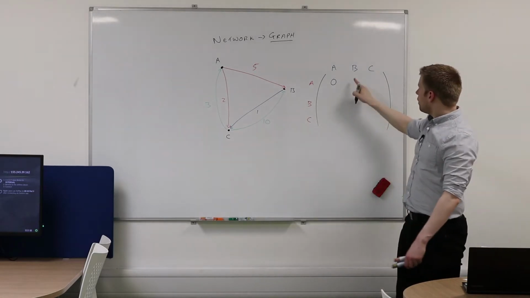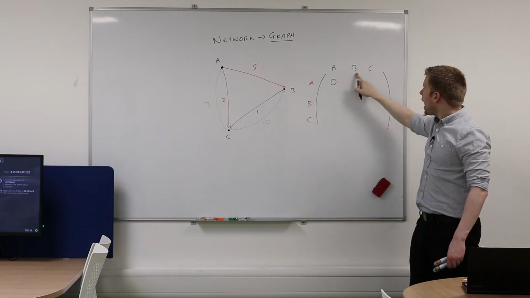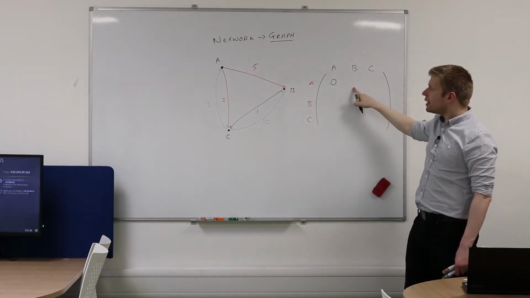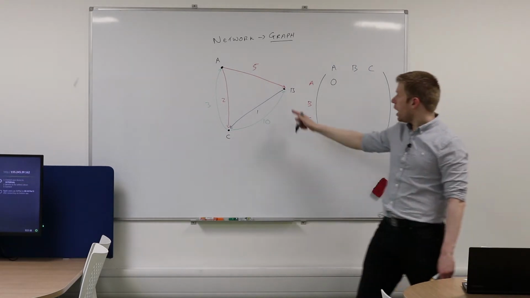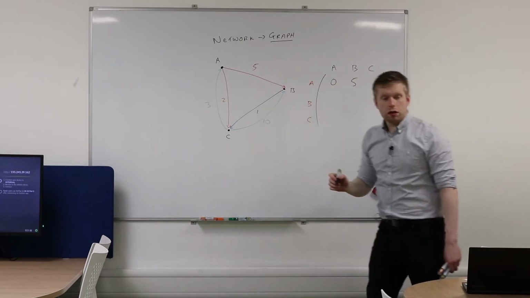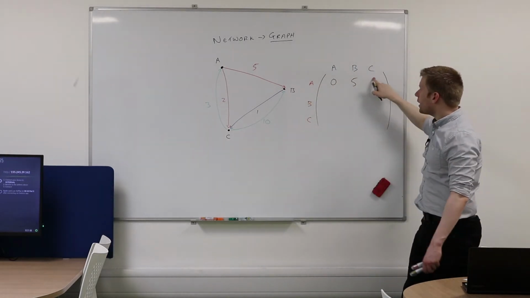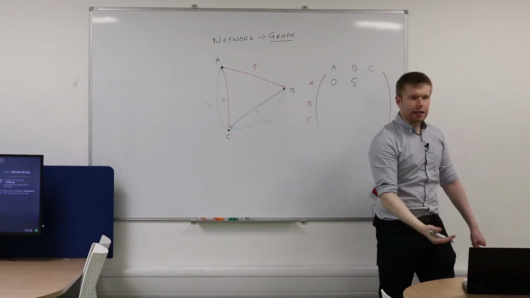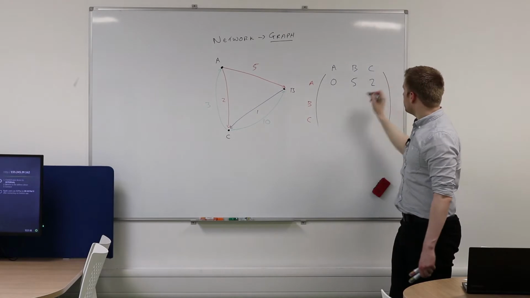Okay. This element here would represent a link starting at A and going to B. Well, are there any links which start at A and go to B? Yeah, there's 5. That's what that one is there, right? So I can put a 5 there. This element here would represent a link which starts at A and goes to C. Well, are there any links which start at A and go to C? Yeah, there's 2. So I'd put a 2 there.